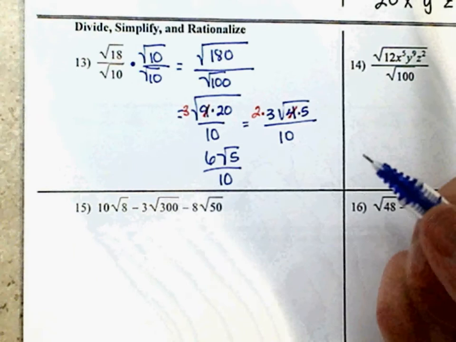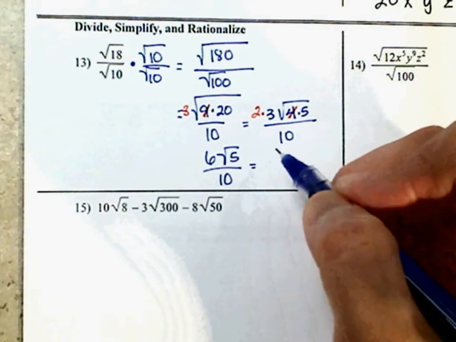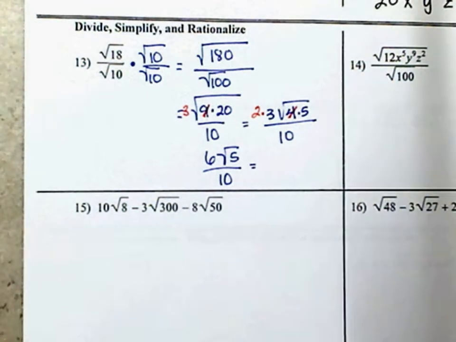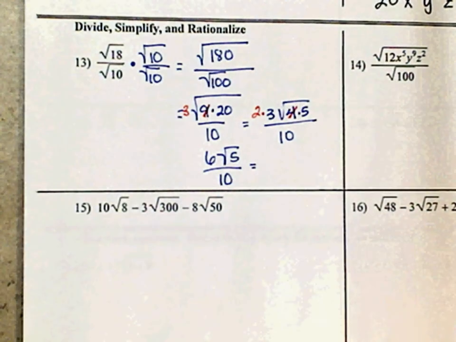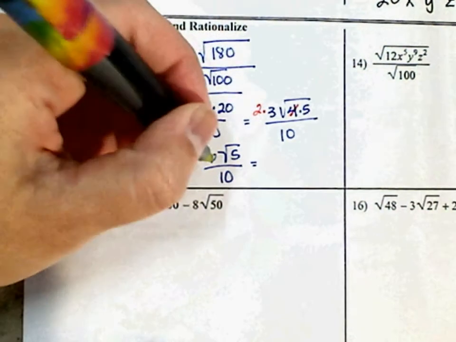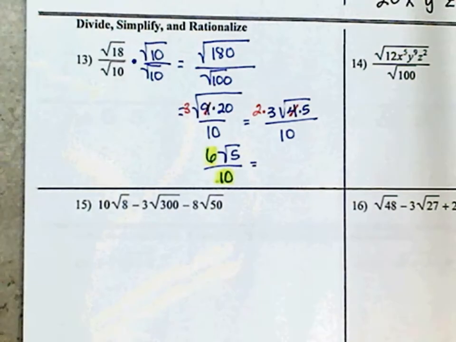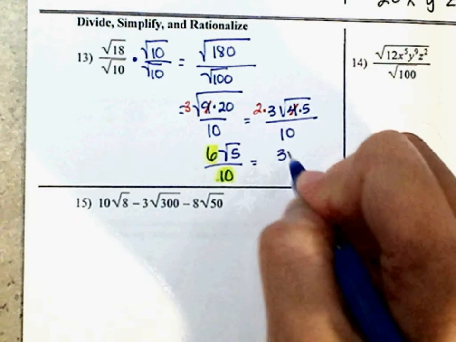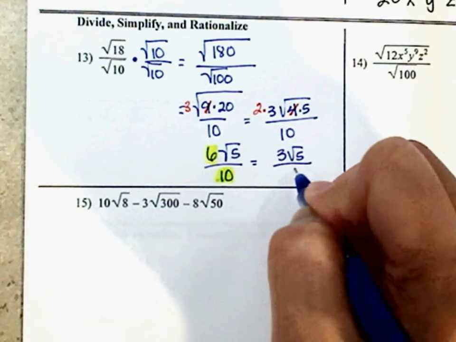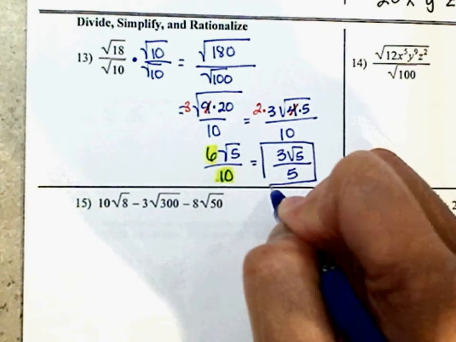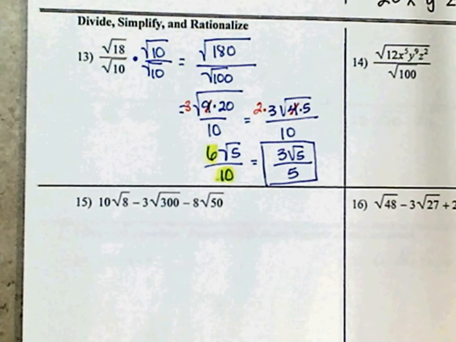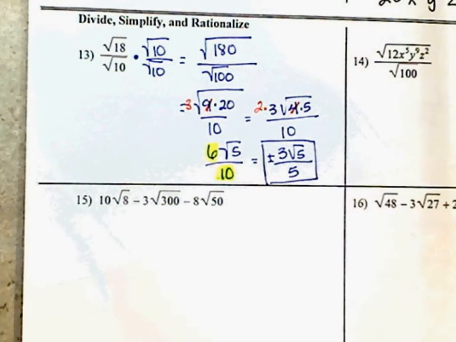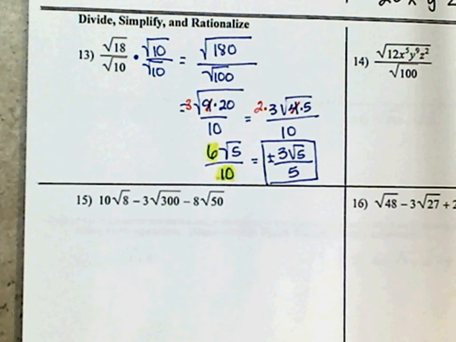Okay? When you get to this part, take a look. Don't look at the square root anymore because you're done. Can I simplify 6 and 10? What does that come out to be? 3. So it's 3 square roots of 5 over 5. Okay. Actually, there's a plus and a minus because it's a square root. Half credit if you don't put that because it's a square root.